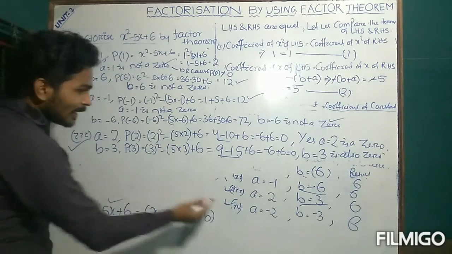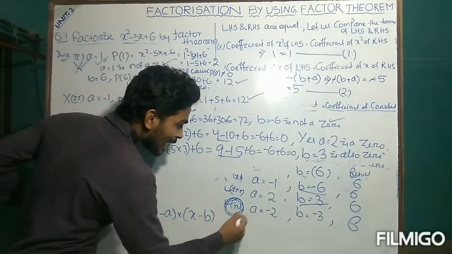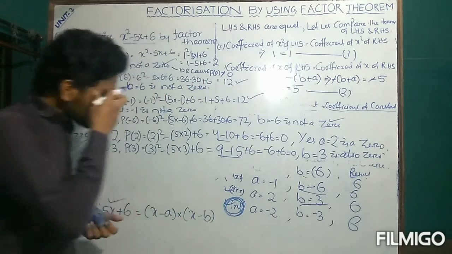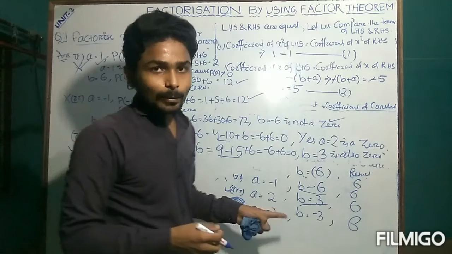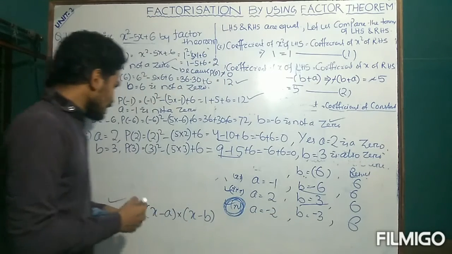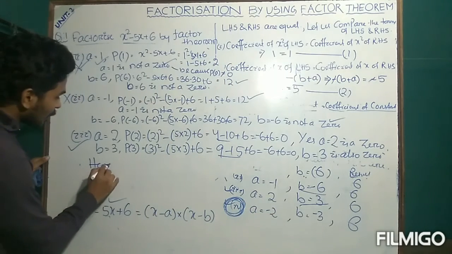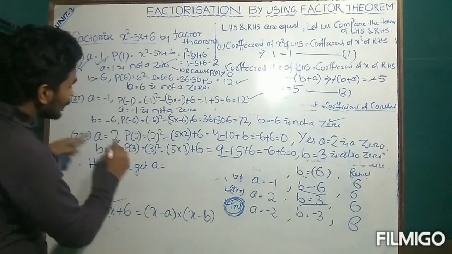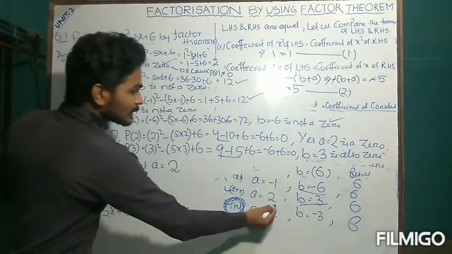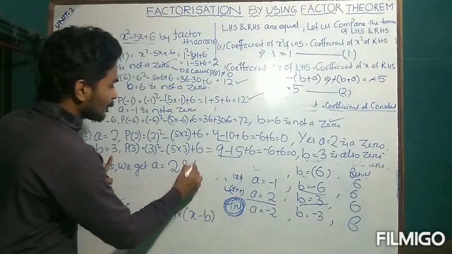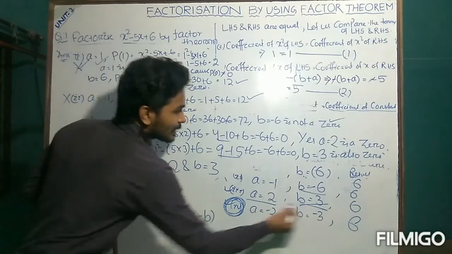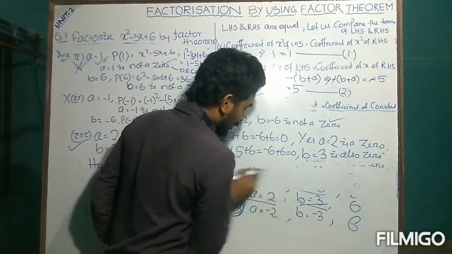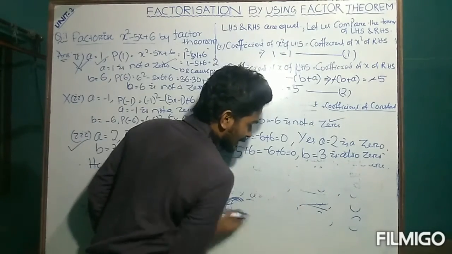Hence we do not need to examine assumption 4, because in assumption 3 we get the exact value of the zeros. So hence we get a is equal to 2 and b is equal to 3 here.